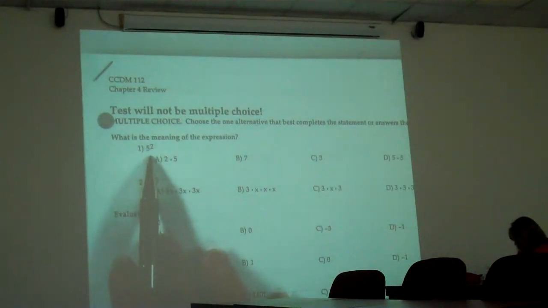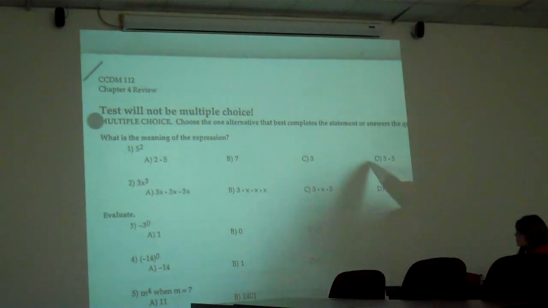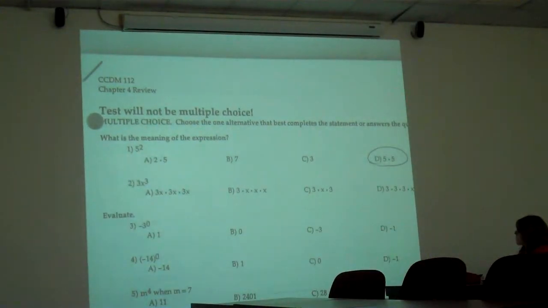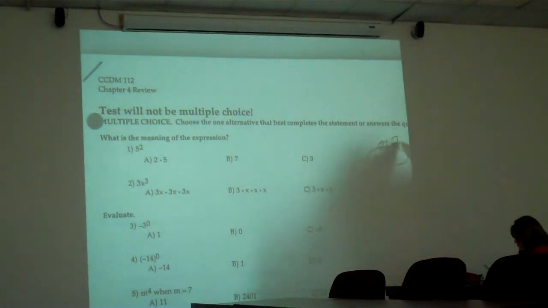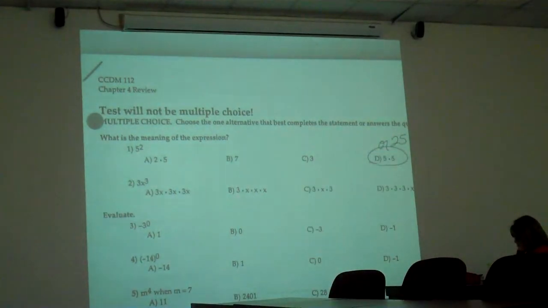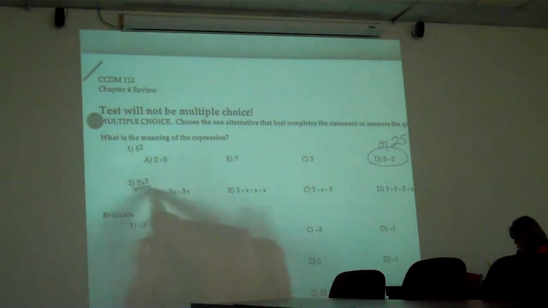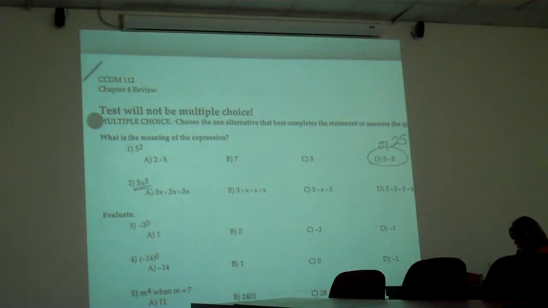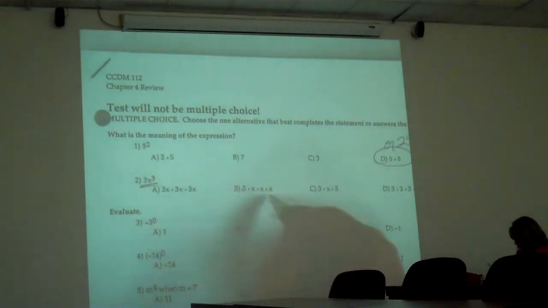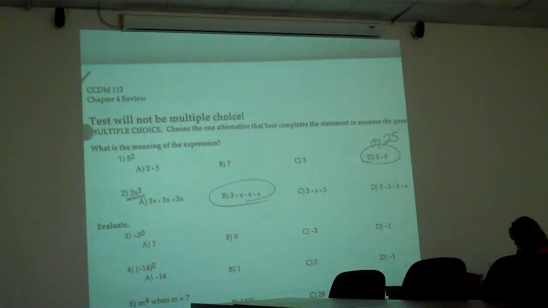5 squared means 5 times 5, right? So if you put this or if you put 25, either one, then that would be okay. 5 times 5, or if you put 25, if you would have multiplied it out, either one of those answers would work. 3x cubed, that's pretty obvious, you need to separate it out, right? Means 3 times x times x times x. Evaluate, negative 3 to the 0.